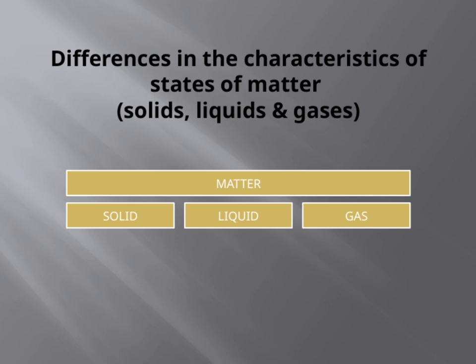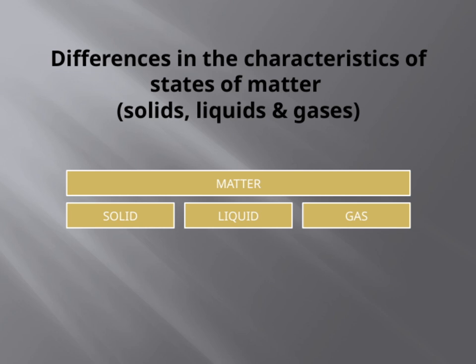Moving on to liquids, they have a fixed volume but take the shape of their container. This is because their particles are less tightly packed than in solids, allowing them to move around more freely. However, they still stay close enough to maintain a consistent volume. Gases are quite different. They have neither a fixed shape nor volume. They expand to fill whatever space is available, with particles that are spread far apart and move very quickly.